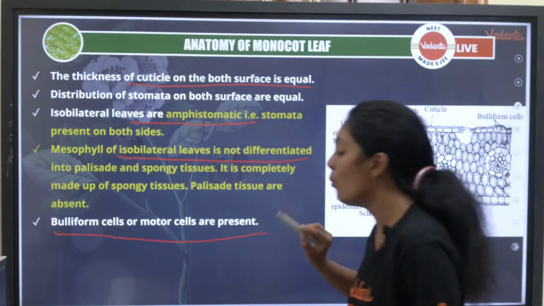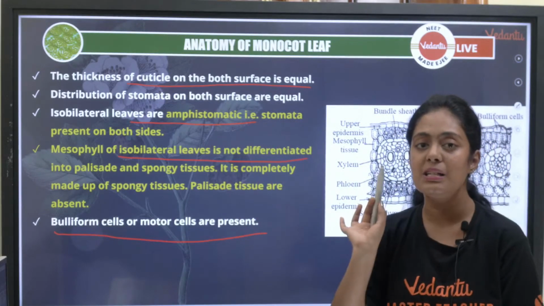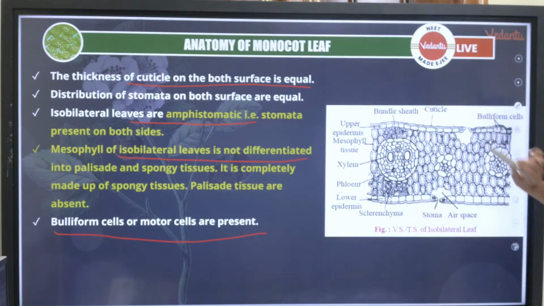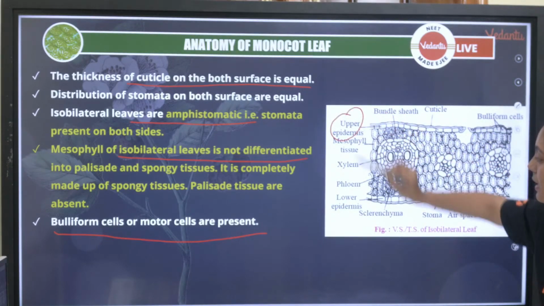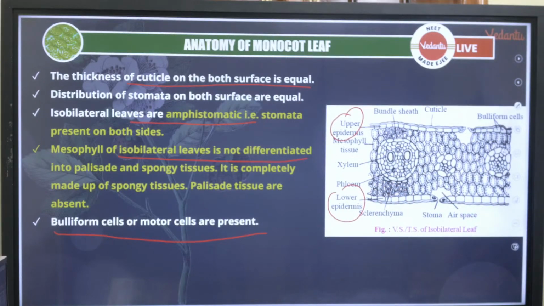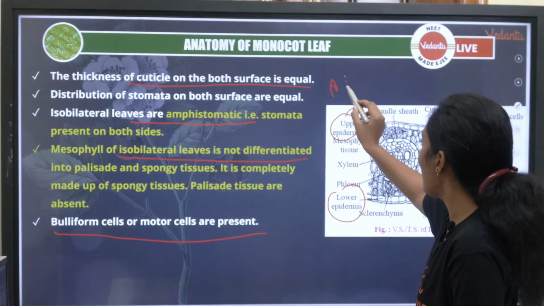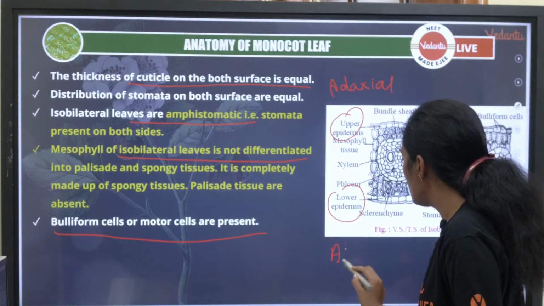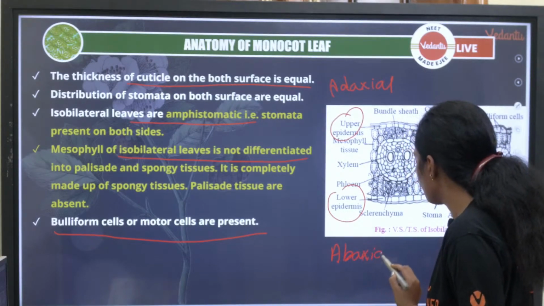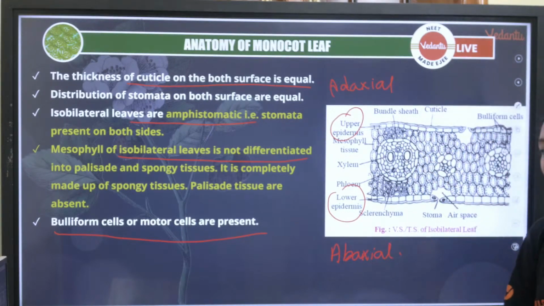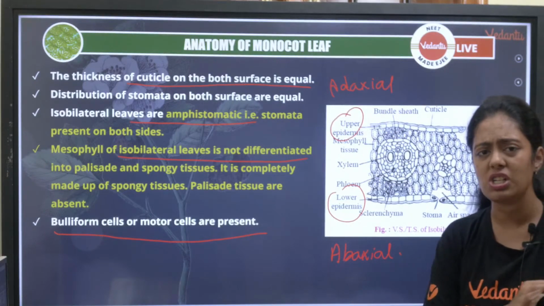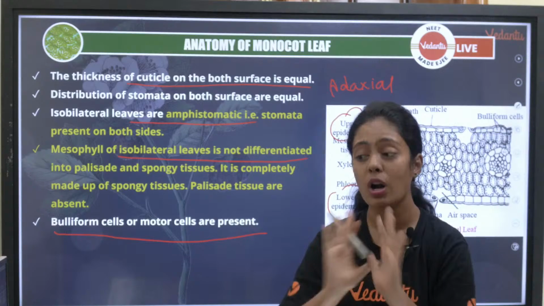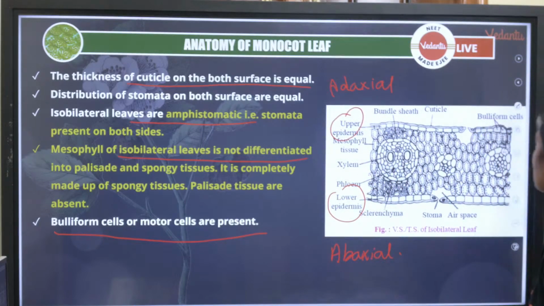Bulliform cells or motor cells are present, that is very very important. So this is it, you can see here how they are arranged. You have your upper epidermis, you have your lower epidermis. What do we call the upper epidermis? We call it adaxial. What do we call the lower epidermis? We call it abaxial. Adaxial and abaxial epidermis. There is no spongy, there is no palisade. Mesophyll cells are not at all differentiated here.